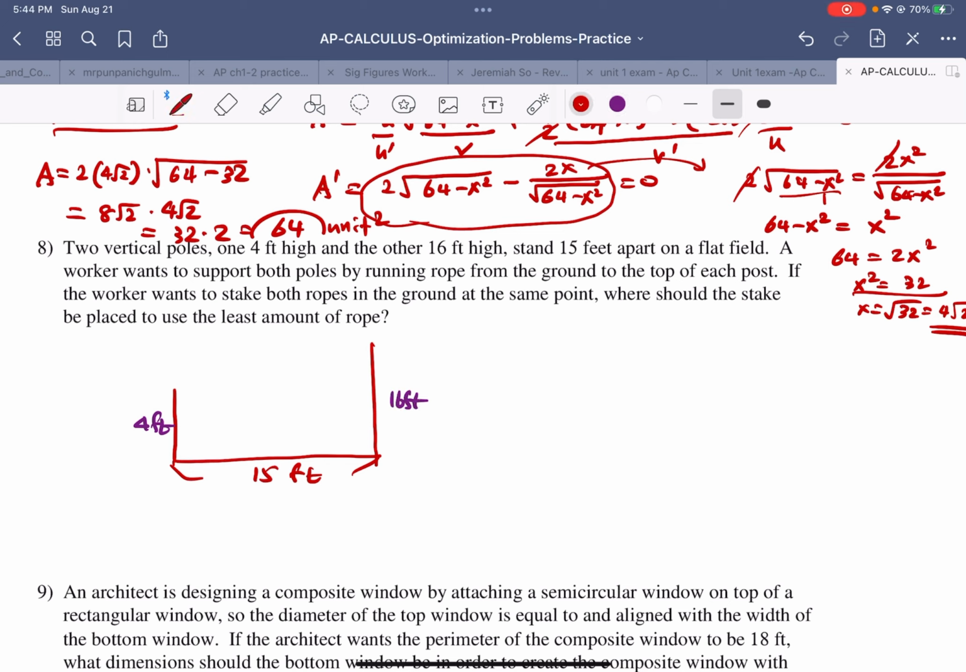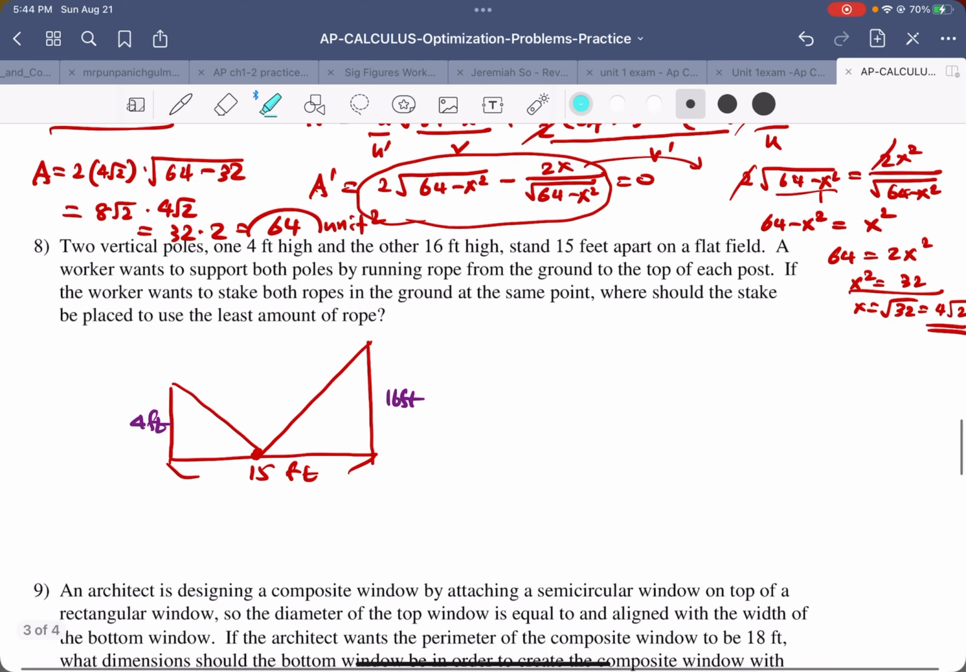Okay? Now, a worker wants to support both poles by running a rope from the ground to the top of each post. So that means they use that support on the ground like that, and then you connect to the post top. Okay, those are rope. Maybe I have to highlight it. So that's the rope, the one highlighted.